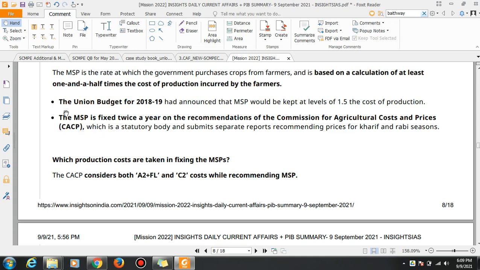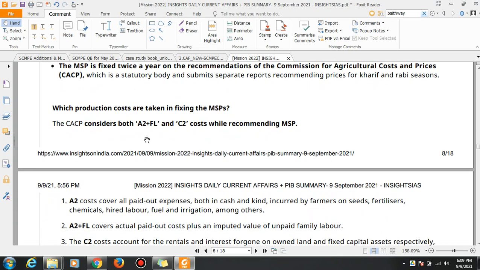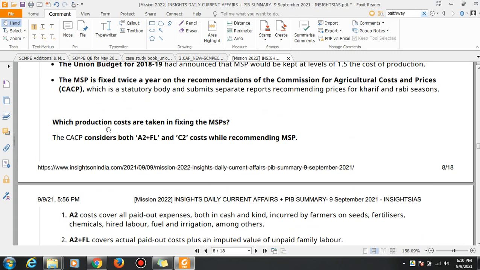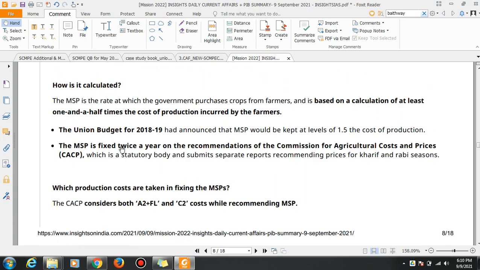production. MSP is fixed twice a year on the recommendation of the Commission for Agricultural Costs and Prices, which is a statutory body, and submits separate reports recommending the price for the Kharif and Rabi seasons. Which production costs are taken in fixing an MSP? CACP considers A2, A2+FL, and C2 costs in recommending the MSP.